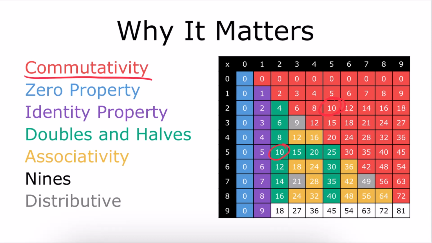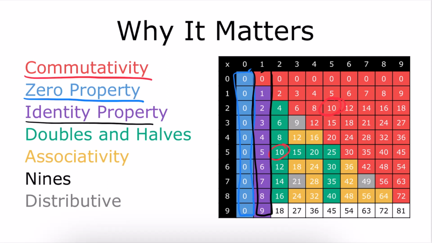The zero property also makes it really easy to memorize your zeros, because 0 times any number will equal 0. So all of these facts in the multiplication table are easy to memorize. And the identity property also makes it easy to memorize all of your ones, because any number times 1 is just going to equal that number.